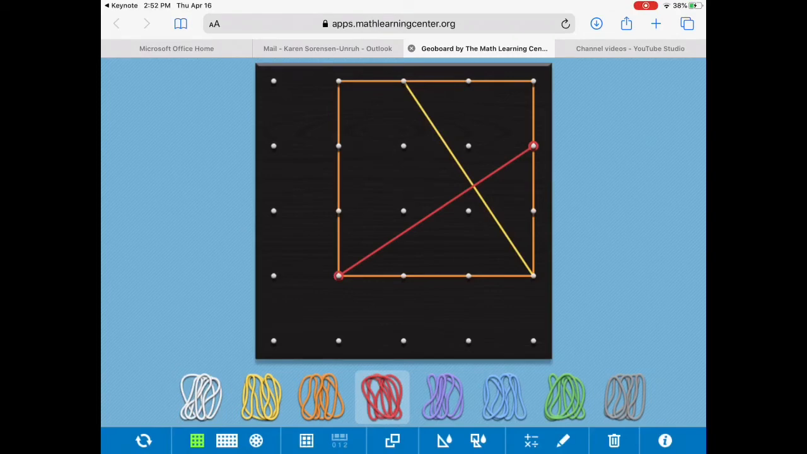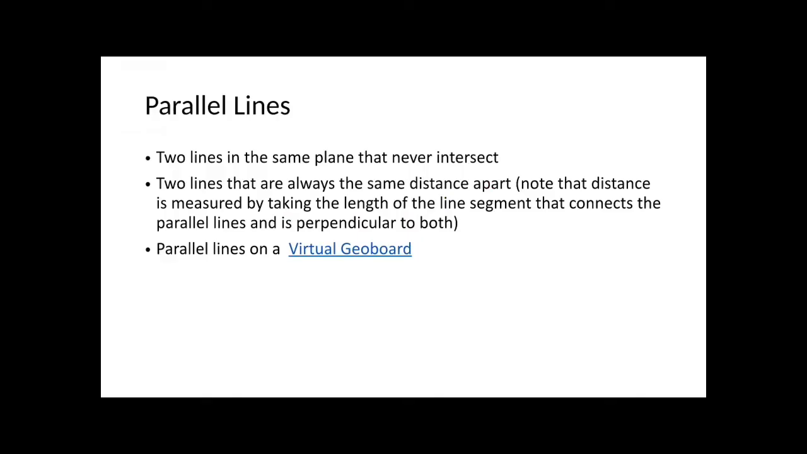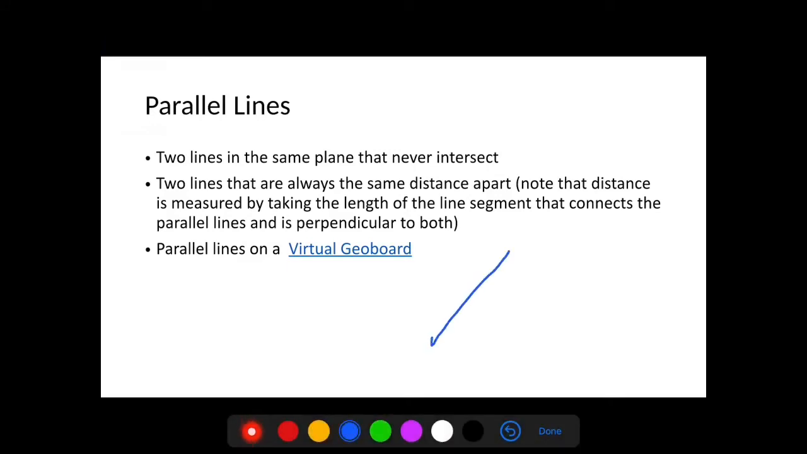So I can use this to create shapes like right triangles or squares or rectangles that are not aligned with the grid. Parallel lines are two lines in the same plane that never intersect. So if I can draw them here, hopefully these guys never intersect. We would put little arrow marks on this to indicate that we were trying to make them parallel.